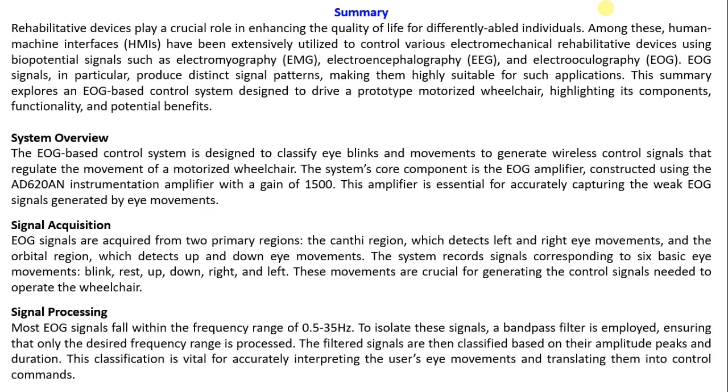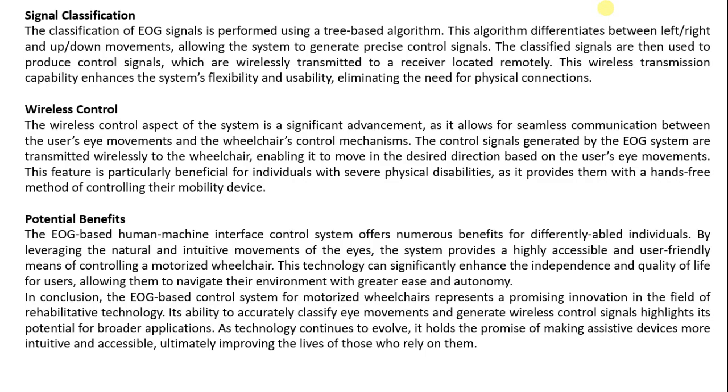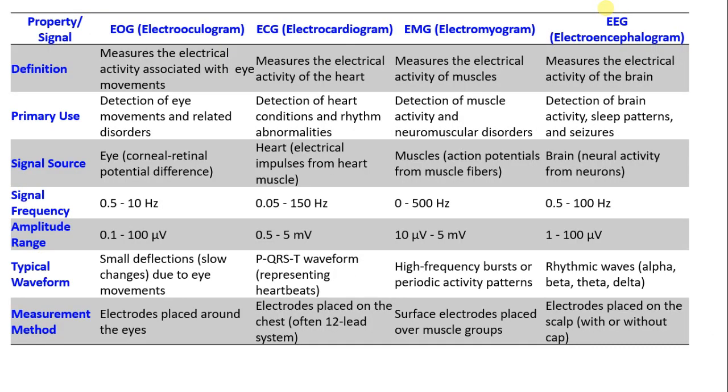Then we have the differences between EOG, ECG, EMG, EEG. What are the critical differences? You should go through this. You all have already discussed, so I'm not going into it. Then this is about the EOG. What is the definition? What is the voltage range?